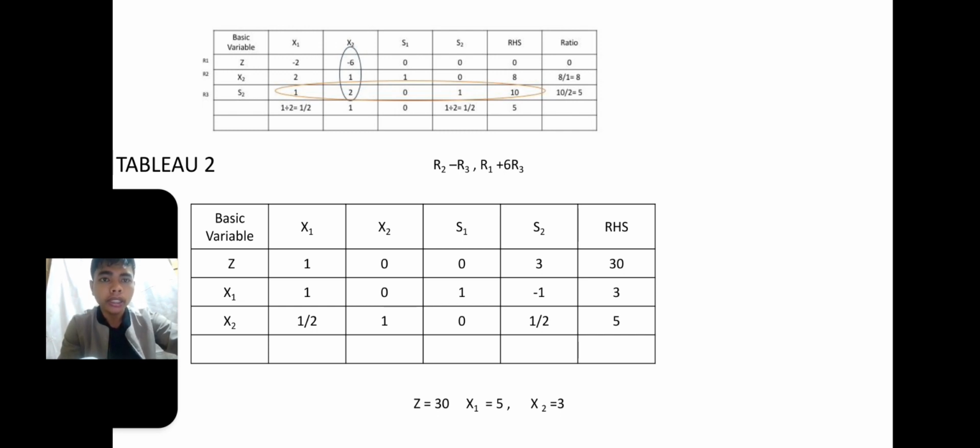When dealing with the Z variable, if it has a negative sign, you should use a positive so that you can cancel the negative sign. As you can see, we already have the RHS: Z equals 30, x sub 1 equals 5, and x sub 2 is equal to 3. Let's proceed to the other problem.